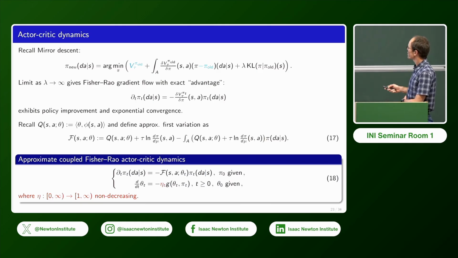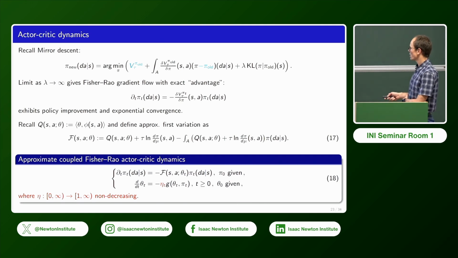We said, well, we've got mirror descent. For the mirror descent, I've got this continuous time idealization in terms of Fisher-Rao dynamics. This is still written with the exact first variation advantage function. I replace it with the approximation, so approximate first variation coming from the Q function, which I'll be learning. And now I create this coupled dynamics. So this we've already seen, except now the target's moving. And here I've got the actor dynamics.